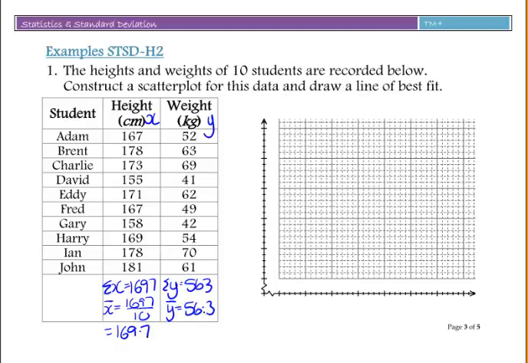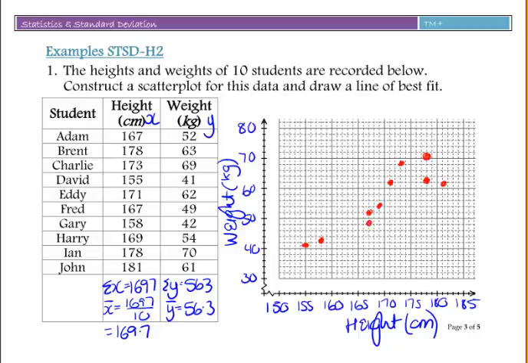Okay, now let's go to our plot. We know this is our height, this is our weight. Our weight is in kilograms and our height is in centimetres. Now I've already plotted this scatter plot before, so I'm just going to go ahead and fill it in. Why don't you do the same? So pause the video and draw a scatter plot yourself.